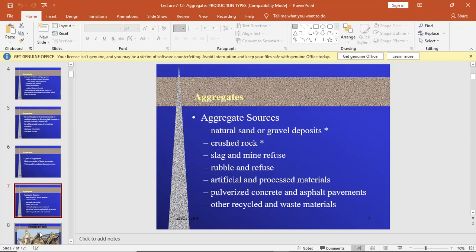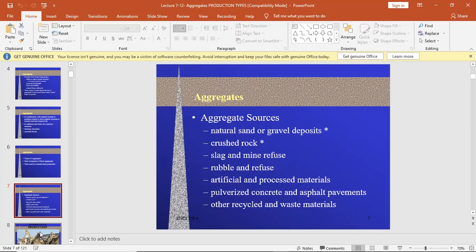Because the quantity is also always known to me. When I award a contract, I know how much aggregate I would require in totality. So we talk about where the sources are, whether I will use natural sand or gravel deposits, crushed rocks, whether I'll be allowed to use slag and mine refuse, rubble, or what we call recycled aggregates. Am I allowed? Then the artificial and processed materials, maybe pulverized concrete and asphalt pavement.